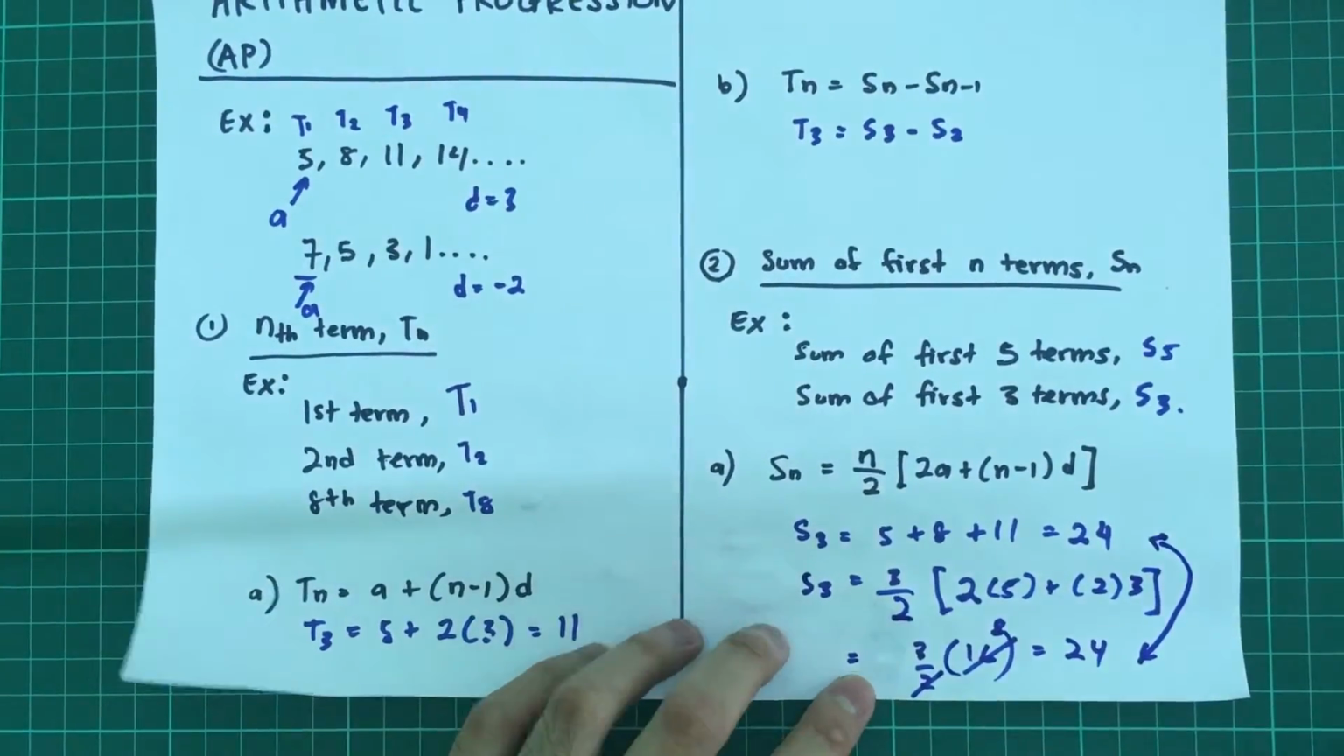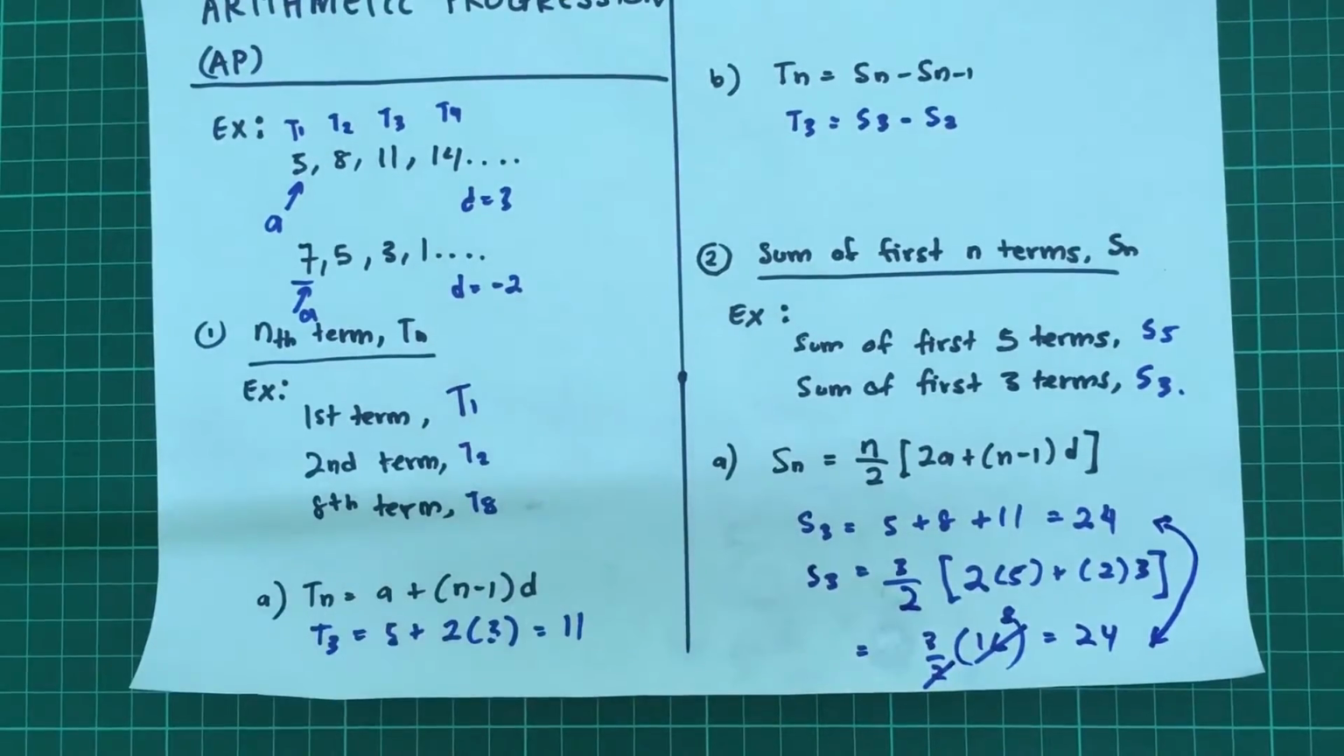So the reason why we have this formula is that if let's say we want to find sum of 24 terms, I mean we cannot just list up to 24 terms in exam, it will take so much time.